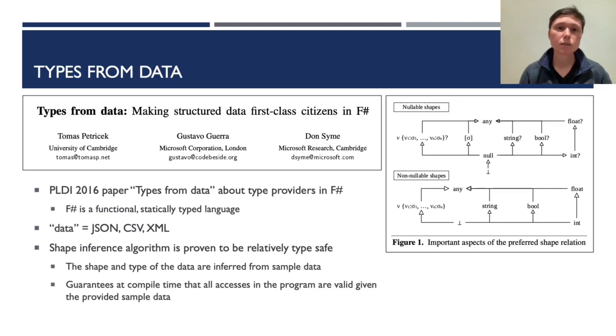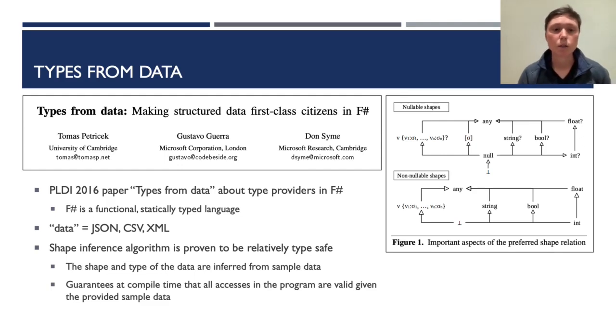So before diving into how we're generating types in Julia, I wanted to take a step back and talk about some of the inspiration for this work in Julia, which is the paper Types from Data, Making Structured Data First-Class Citizens in F#, which was published in PLDI in 2016. And this paper is really about the experience in F# of creating types from data. They consider data to be JSON, CSV, and XML. I found the JSON part of this paper the most compelling, and that's what I brought over to Julia.